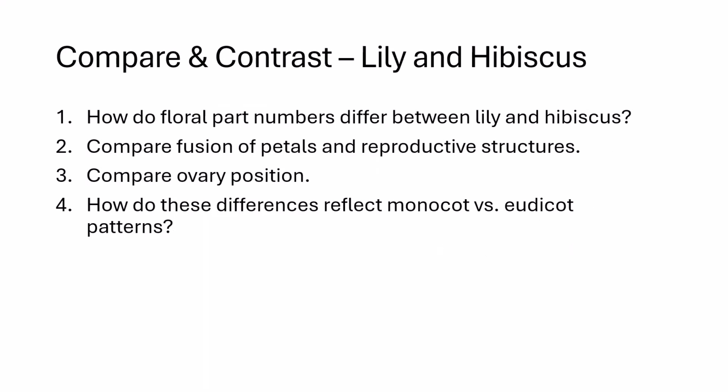Now let's think more deeply. Compare the lily and hibiscus. How do the number of floral parts differ? Which shows multiples of 3? Which shows multiples of 5? Compare fusion. Did one show more fused structures? Compare ovary position. And finally, step back and ask, how do these differences reflect monocot versus Eudicot evolutionary patterns? Write your responses in your lab notebook using evidence from your observations.